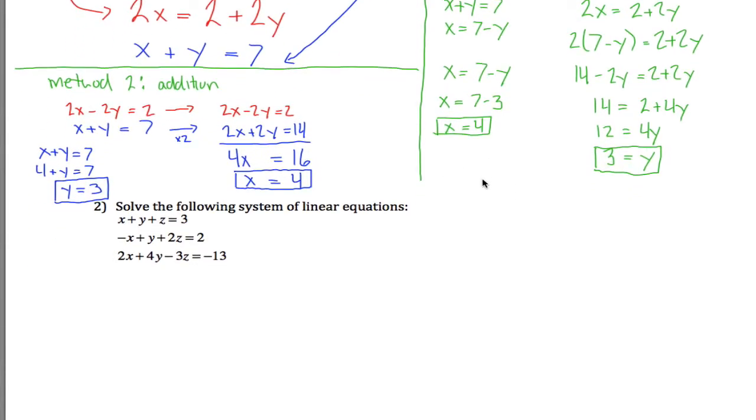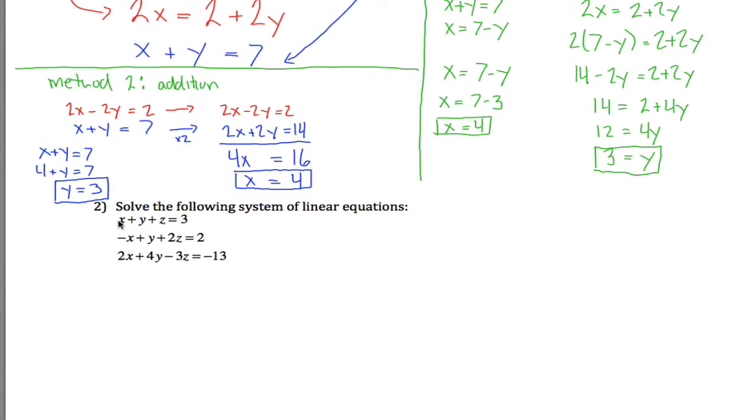All right, next problem. System of linear equations, but there's 3 of them. So the trick here is you want to grab 2 of these equations, cancel out one of the variables, then grab 2 different equations and cancel out that same variable. Much like on the previous problem, you might notice that everything's lined up, first of all: x's, y's, z's, equals signs, numbers.